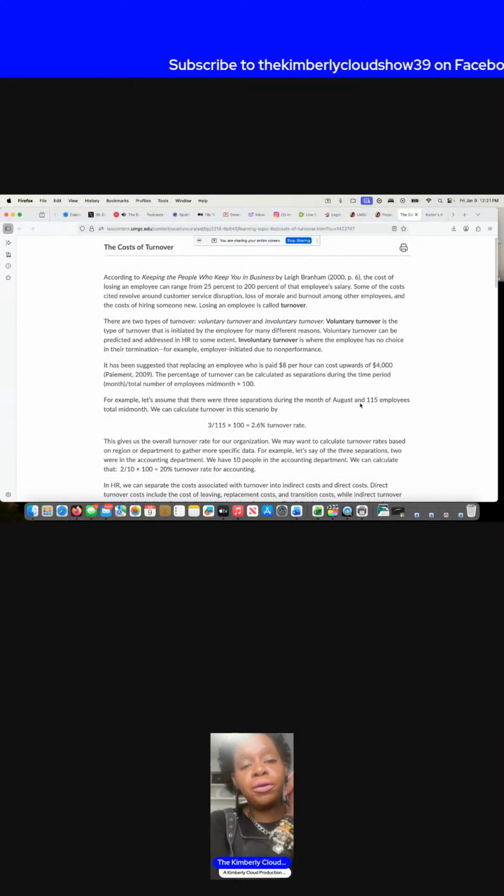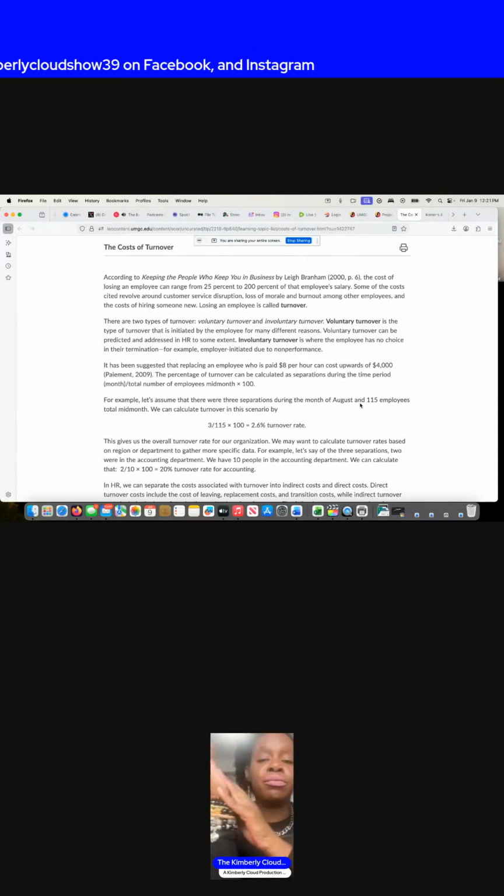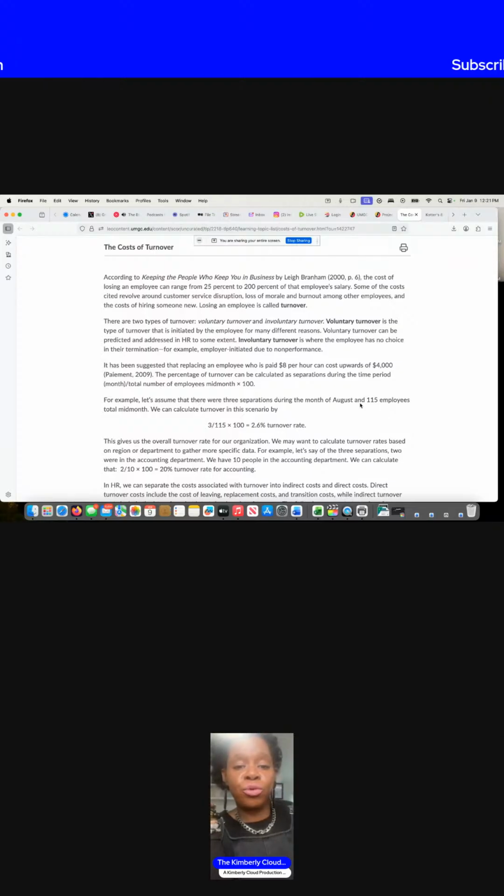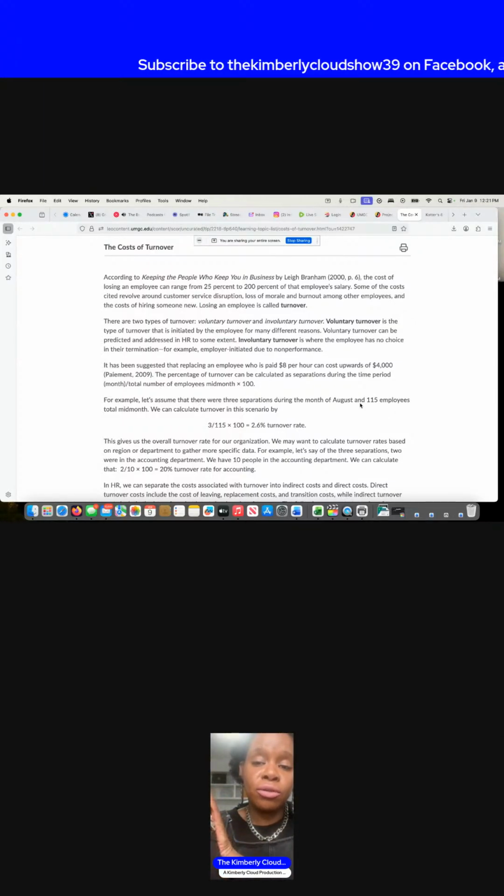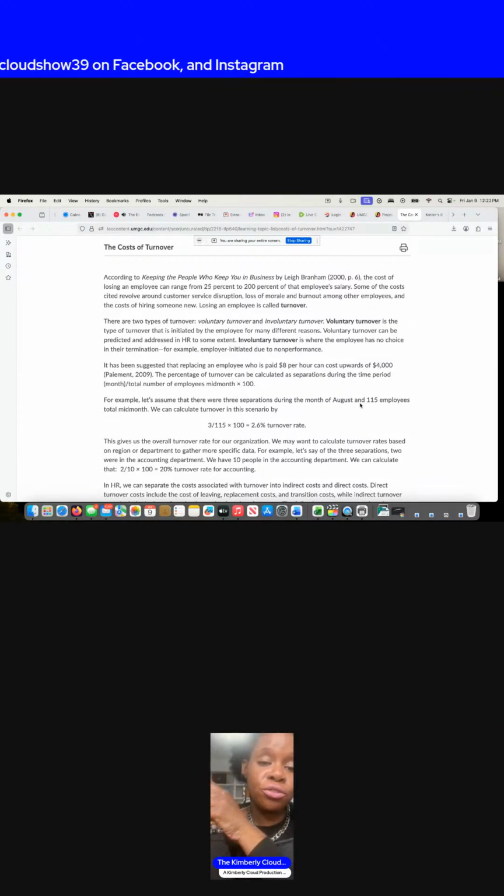According to Keeping the People Who Keep You in Business by Lee Graham, the cost of losing an employee ranges from 25% to 200% of that employee's salary. Some of the costs cited revolve around customer service disruption, loss of morale, and burnout amongst all other employees, and the cost of hiring someone new.